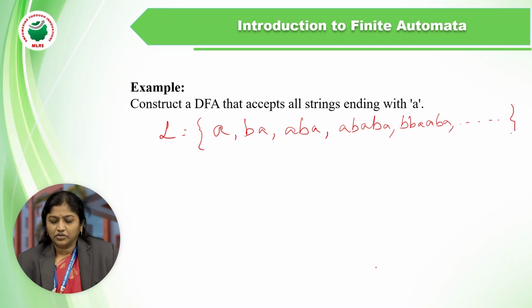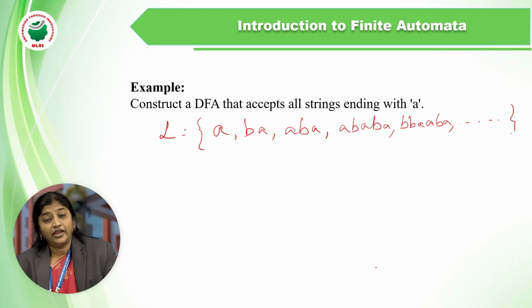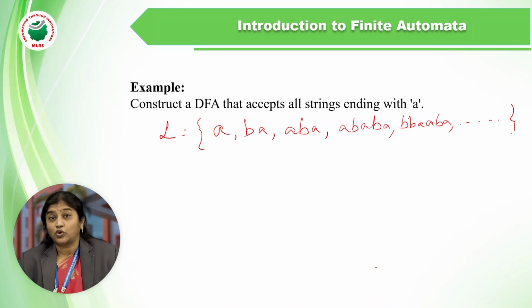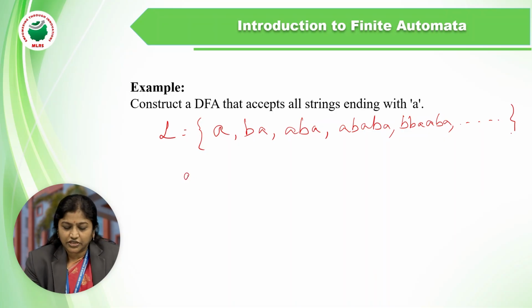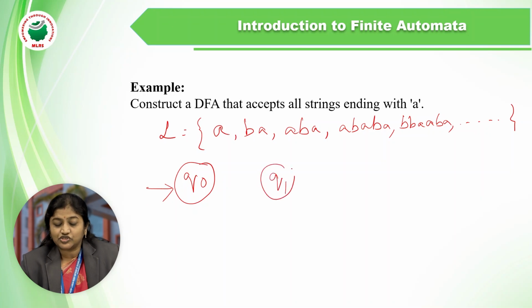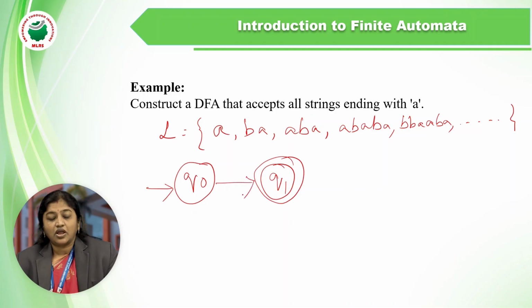So now the length here can be anything. It can be 1, 2, 3, 4, 5. And input symbols are A and B. We are using here A comma B. We'll draw the transition diagram. How many states do we require to represent this? Only 2 states, because the set is ending with A. So 2 states: Q0, which will be the start state, and Q1, which we can take as a final state. See here, the states are represented inside a circle.